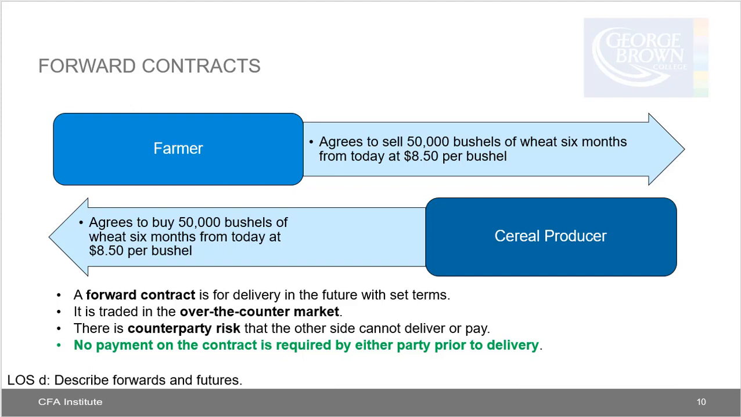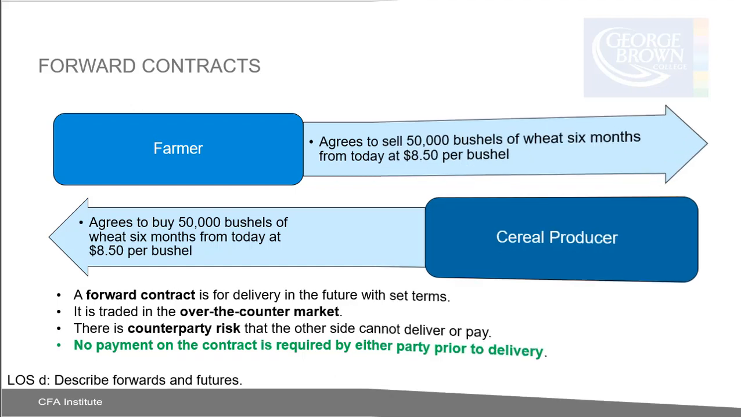That means it's a customized contract. It's not standardized. There is counterparty risk that the other side cannot deliver or pay because this is a contract between two parties. Okay? And finally, I put this in bold and green. There's no payment when the contract is set. No payment on the contract is required by either party prior to the delivery. So the exchange of funds happens on the expiration date of the contract on a forward contract.